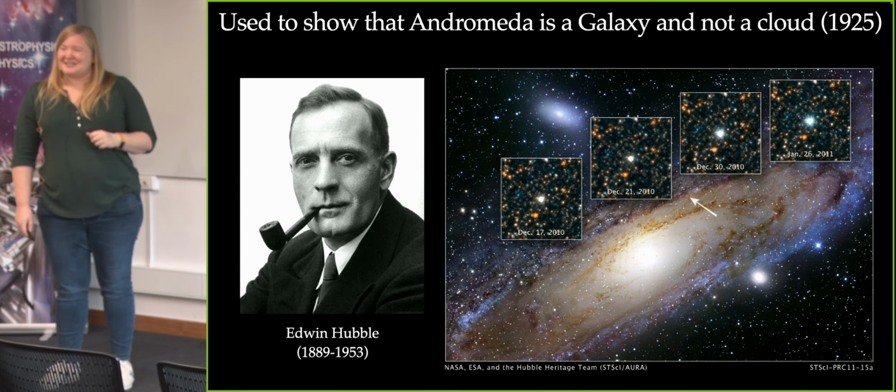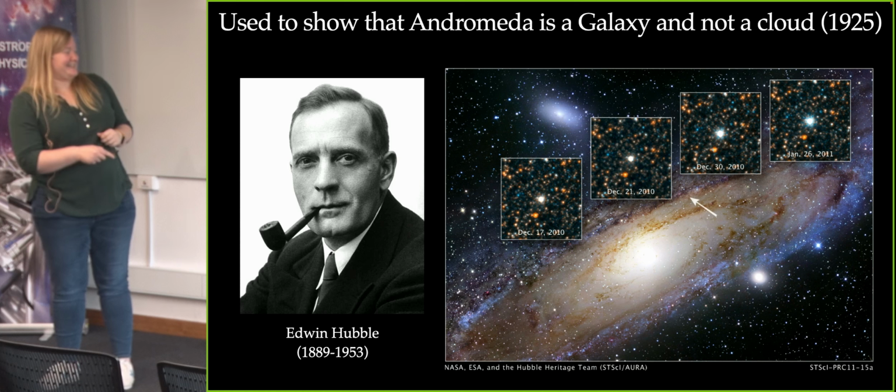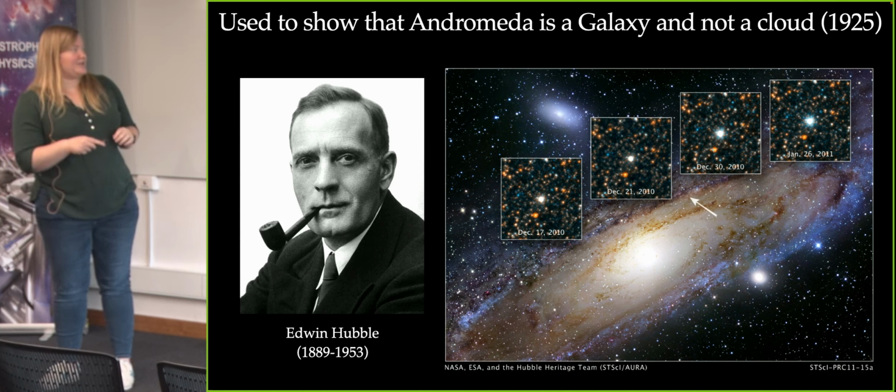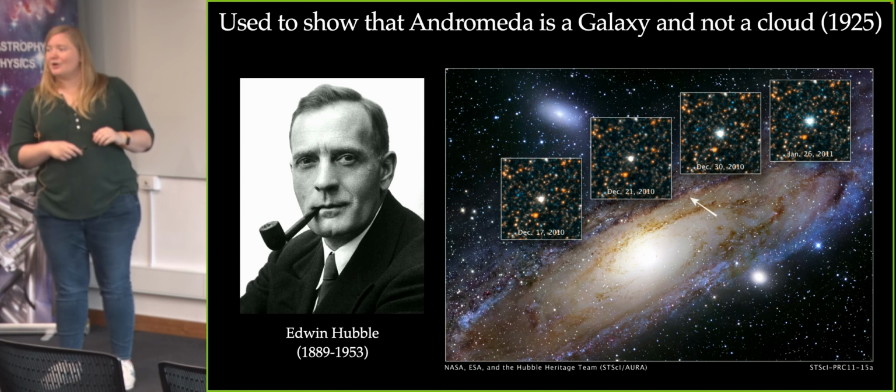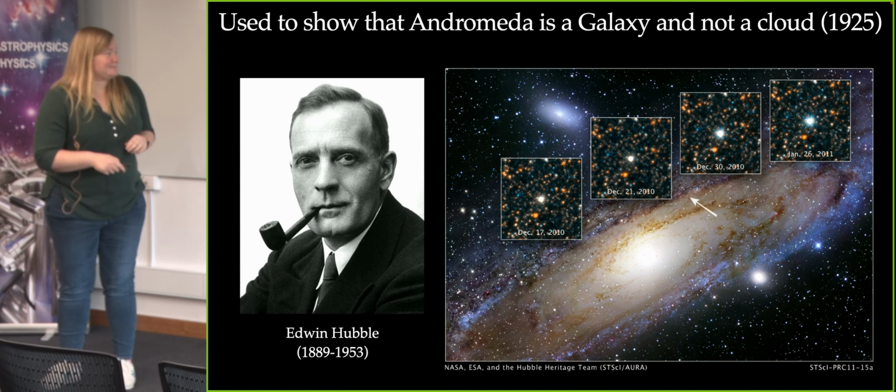Just to show you what this kind of looks like today, you see here an image from the Hubble telescope, where you see the star in question, the Cepheid variable, and how it's changing in brightness, but also in color over time. All right?